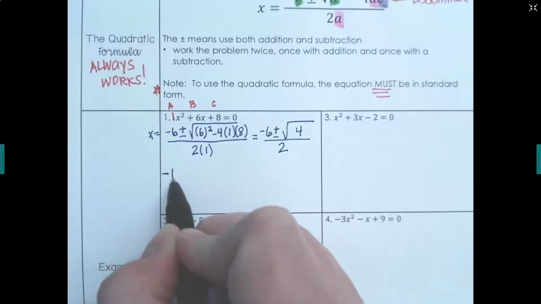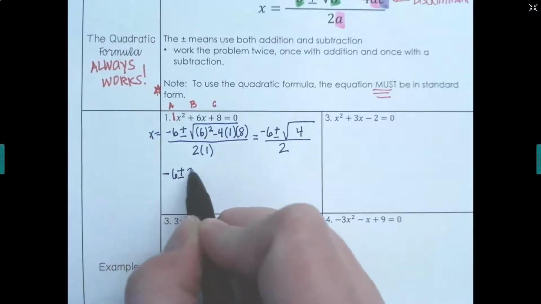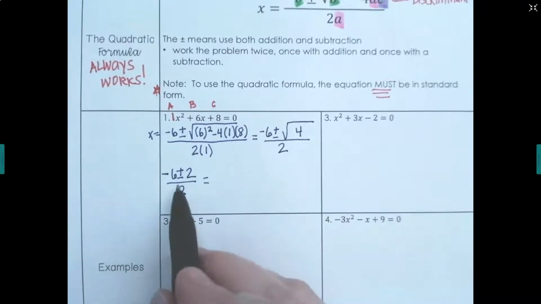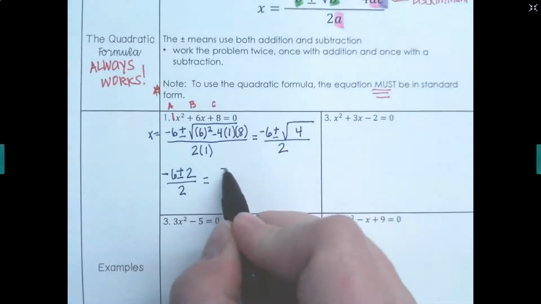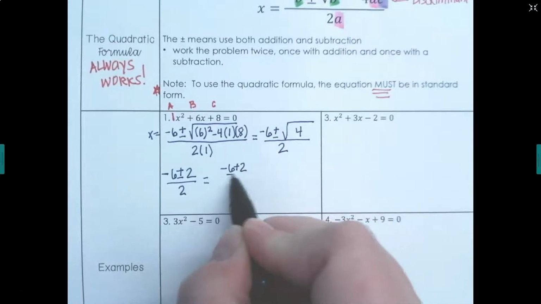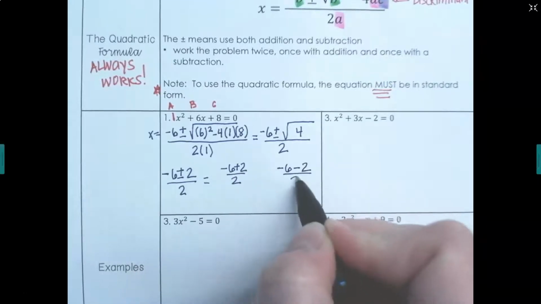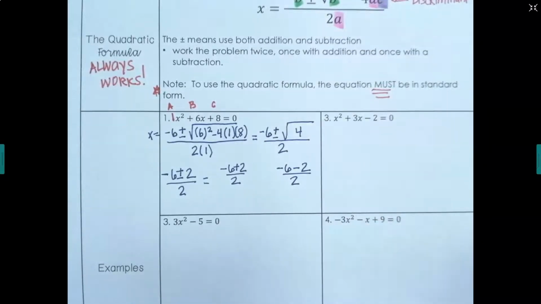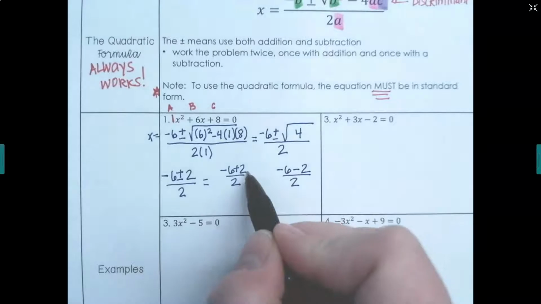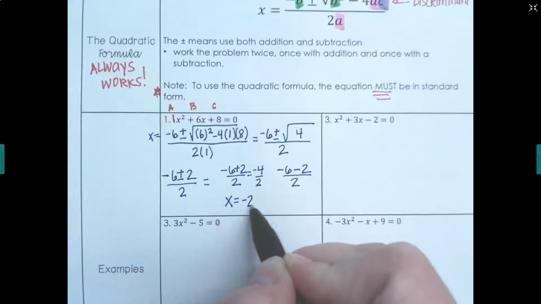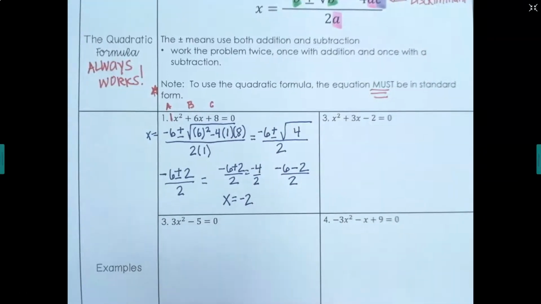So what we're saying is negative 6 plus or minus 2, and then divide that number by 2. Remember I said this is really two problems. So that says negative 6 plus 2 divided by 2, and negative 6 minus 2 divided by 2. Two separate problems, because remember the quadratic can cross the x-axis up to 2 times. Negative 6 plus 2 is negative 4, divided by 2, so this side crosses the x-axis at negative 2.